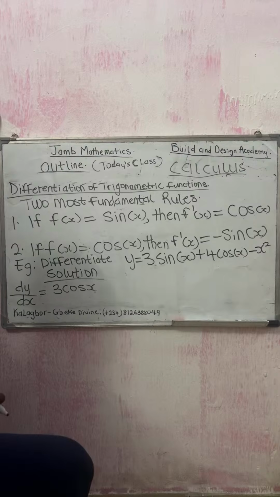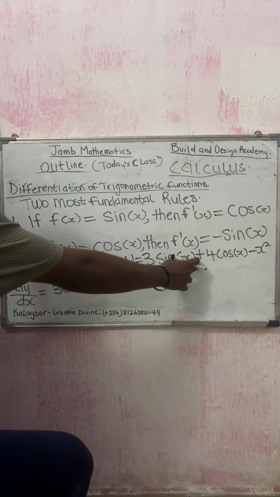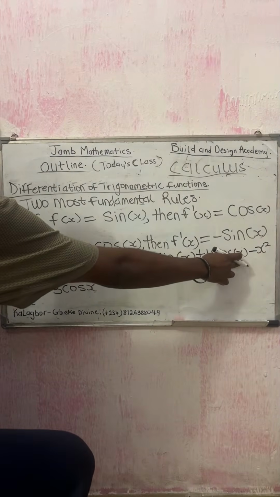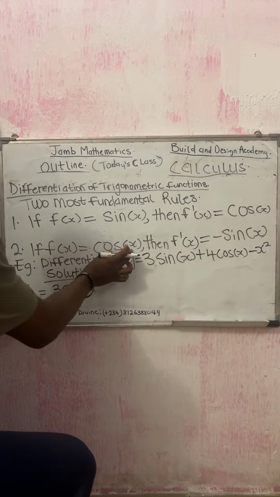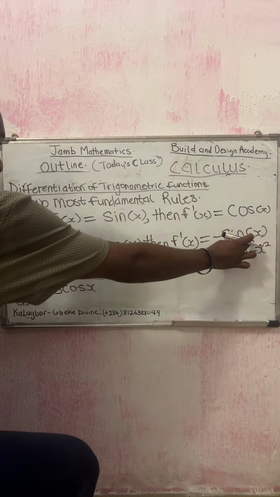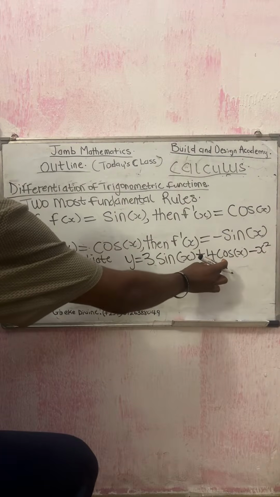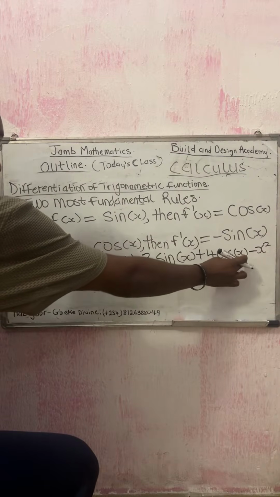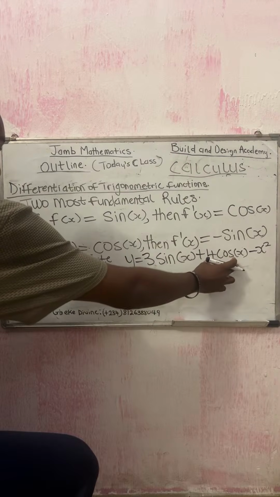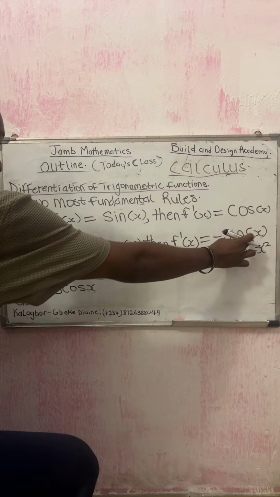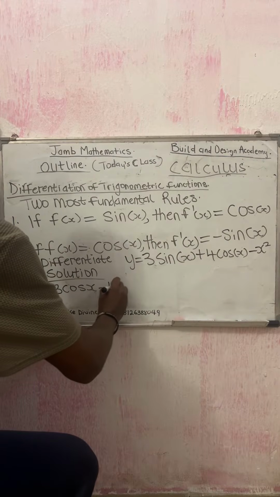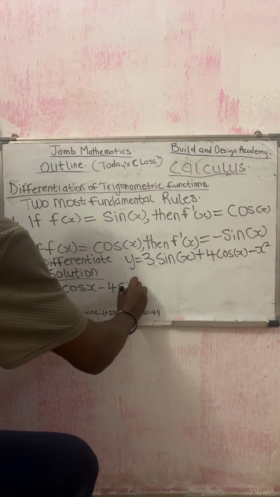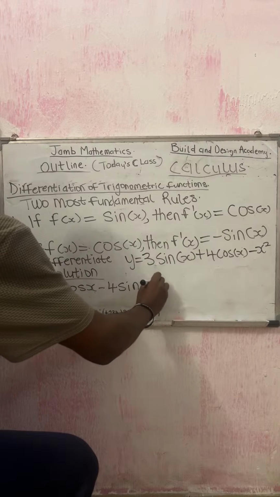Now, watch. We have plus 4 cos x. If we differentiate cos x, we are having what? Minus sin x. So if we differentiate plus 4 cos x, it should now be minus sin x times 4, which should now be minus 4 sin x.